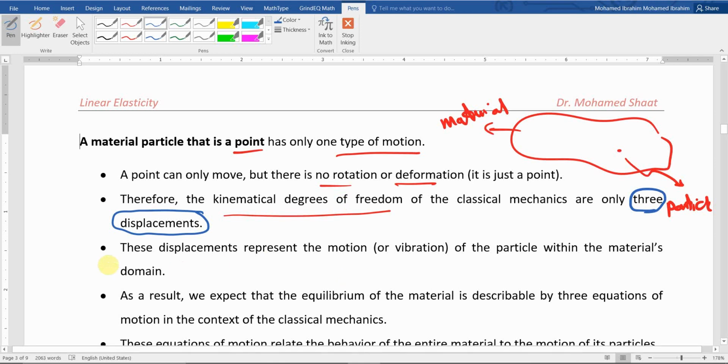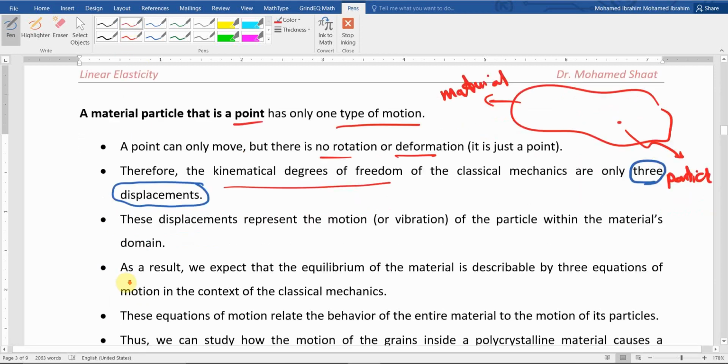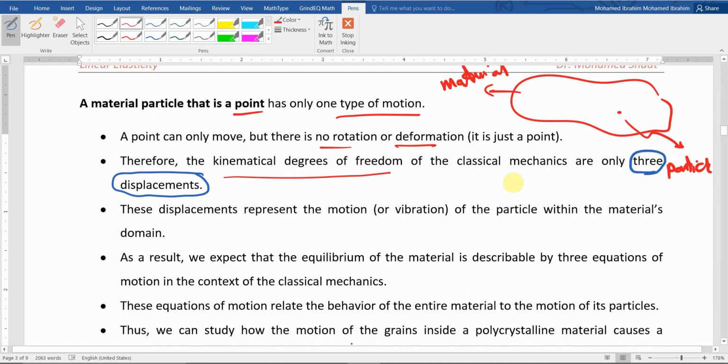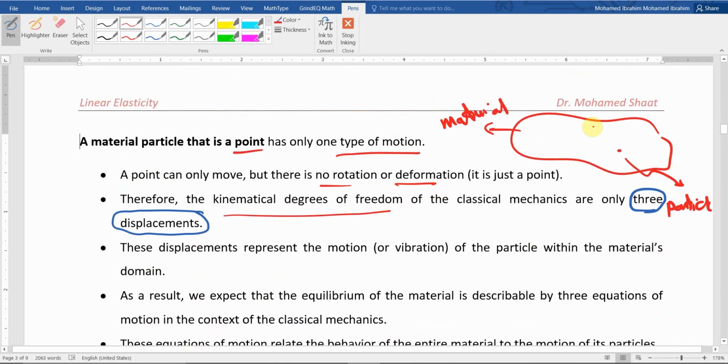Make sense? Another point here, which is this one. If you remember from the vibration class or even the dynamics class, the number of equations, if we're going to talk about the equation of motion, like we said that this is the material, and this material is a composition of so many points, so many particles. We do have a particle here, another particle, and so on.